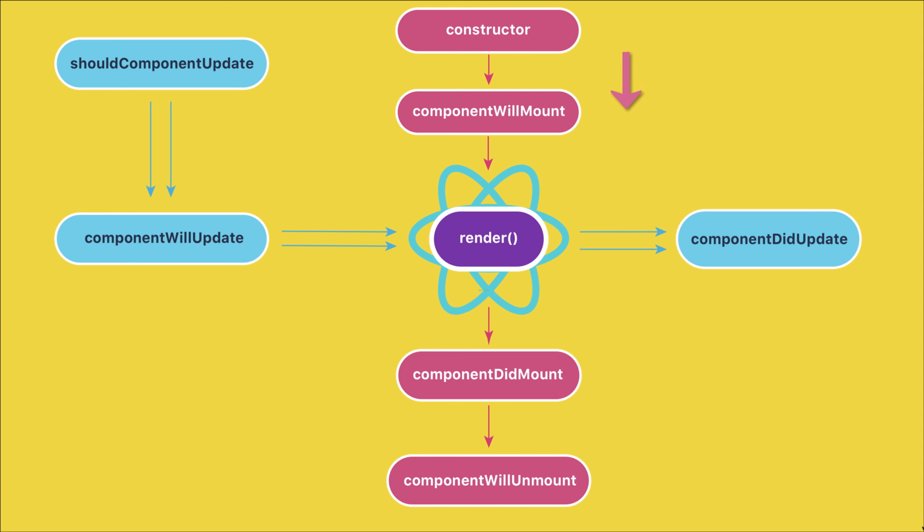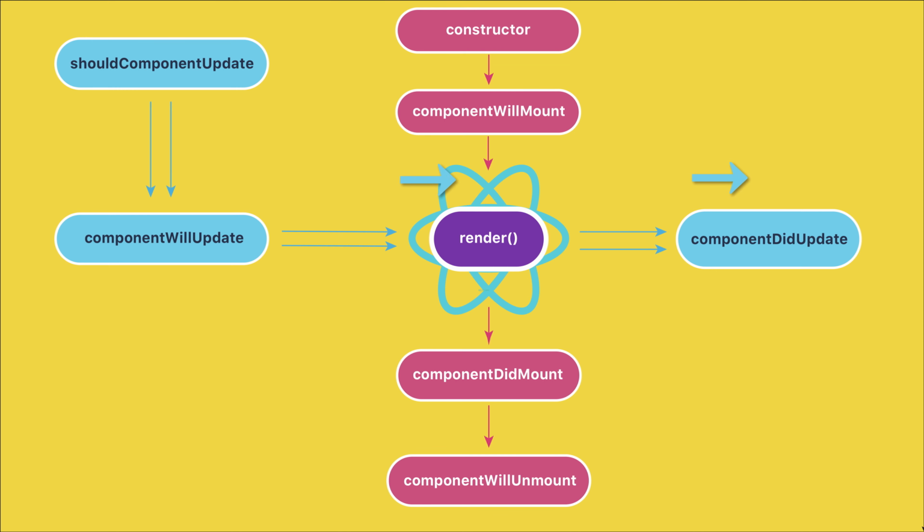Firstly, we have some one-time functions: constructor, componentWillMount, componentDidMount and componentWillUnmount. These functions will be called one time when you create a new component. After the state is changed, other functions will be called, and they are called multiple times when the state changes.